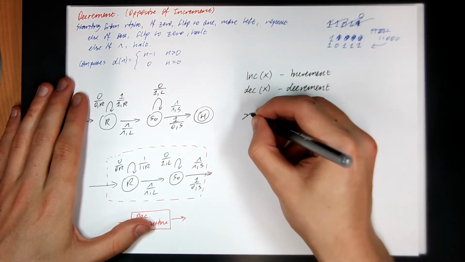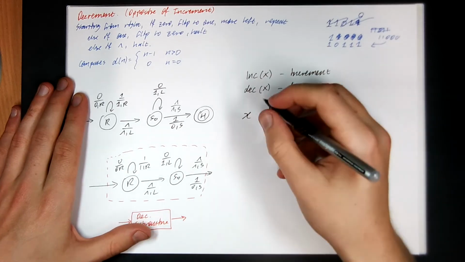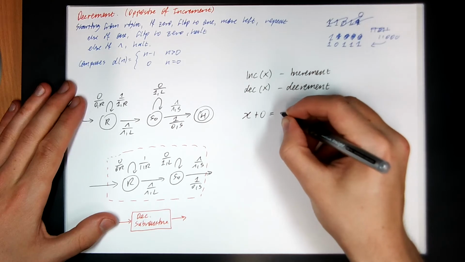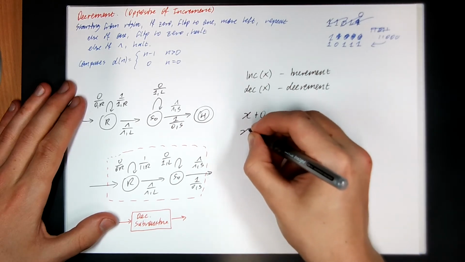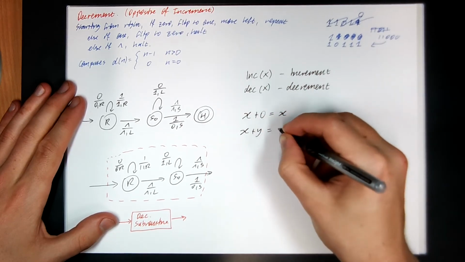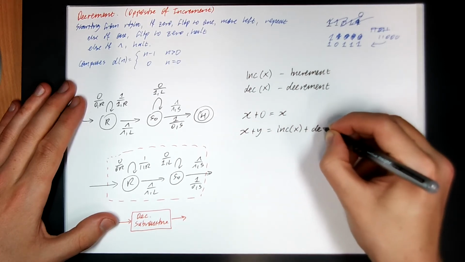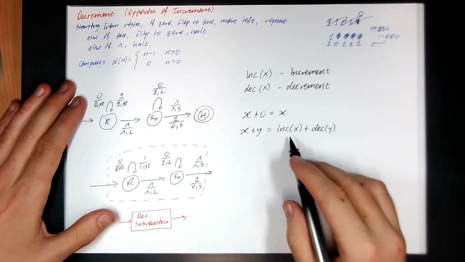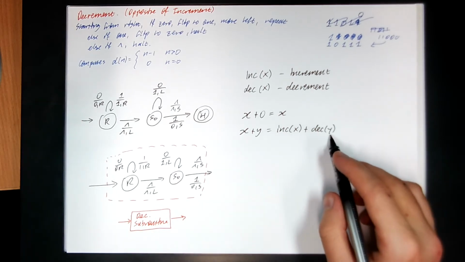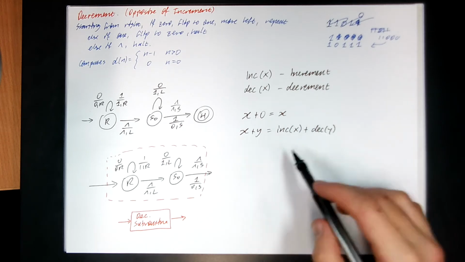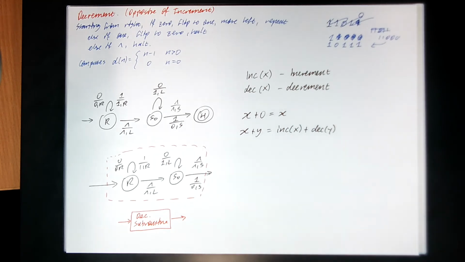So now we can write addition. We can define it recursively. So x plus 0 is defined to be x, and then x plus y will be increment x plus decrement y. So this will get bigger and bigger, and this will get smaller and smaller. Eventually this term is 0 and we return the first argument. So that's our rough sketch of how we're going to do this.